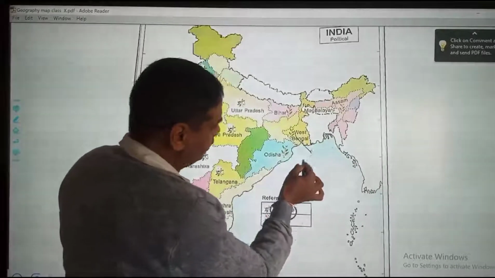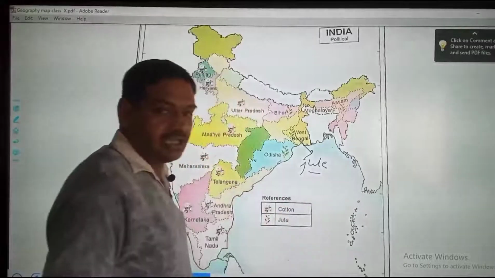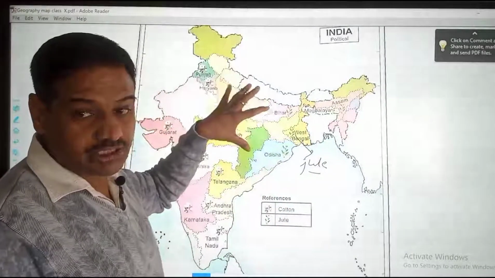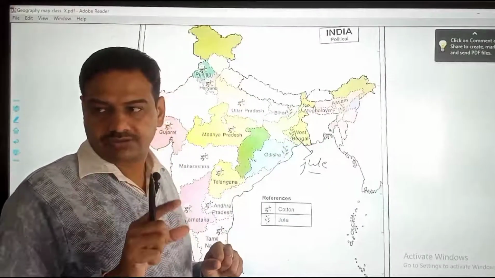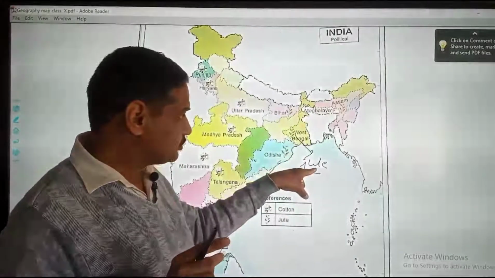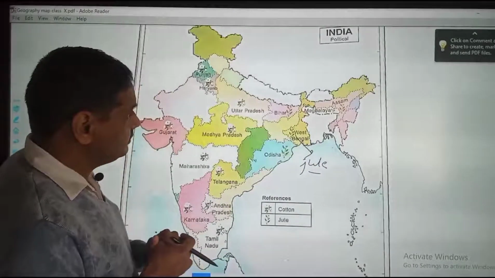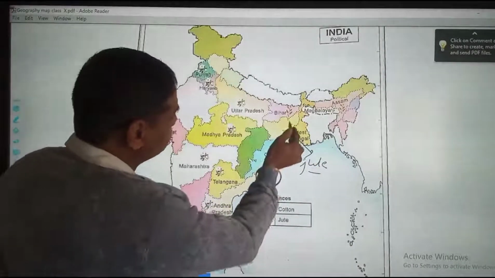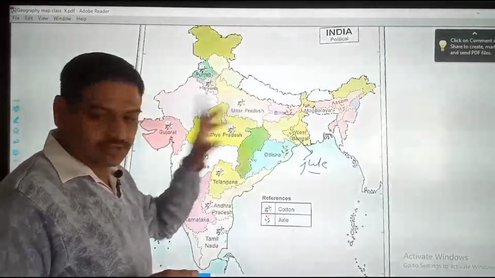So West Bengal is the largest producer of jute in the country, and the maximum number of jute mills are also located in West Bengal, especially the Hooghly Basin. So West Bengal is the largest producer of jute in India. Apart from that, Bihar is also producing jute, but that is a very minor producer. Mainly it is West Bengal.